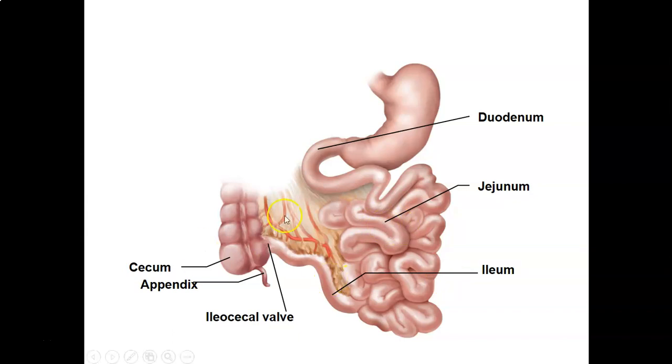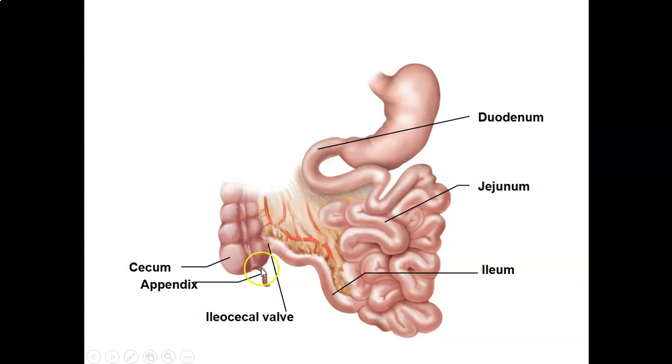And so at the end of this small intestine, you'll see another sphincter, and it's called the ileocecal valve. It's called that because it is a sphincter that is going to separate and control movement between the ileum, which is the end of the small intestine, and the cecum, which is the beginning of the large intestine. So this ileocecal valve is going to be really important.